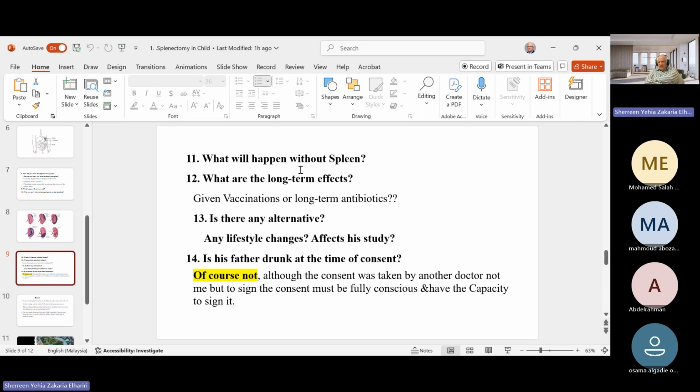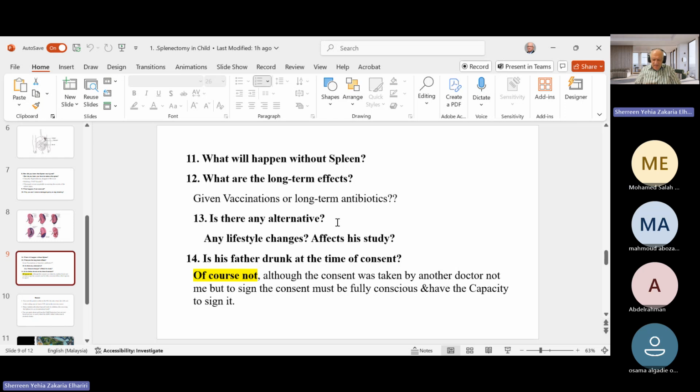Can he take antibiotics or not? Just a prophylaxis dose. All right, this is correct. So don't say lifelong or all this, this is the old policy. Prophylaxis means 3 doses or others. Okay, is there any alternative? Don't remove the spleen.